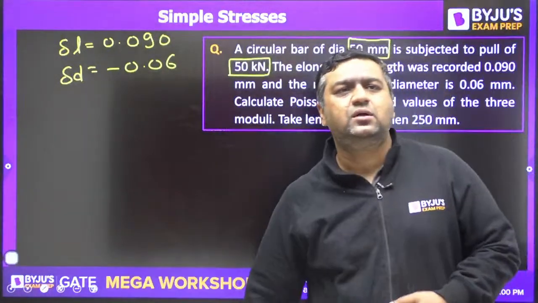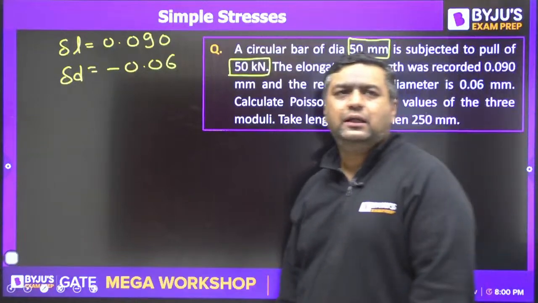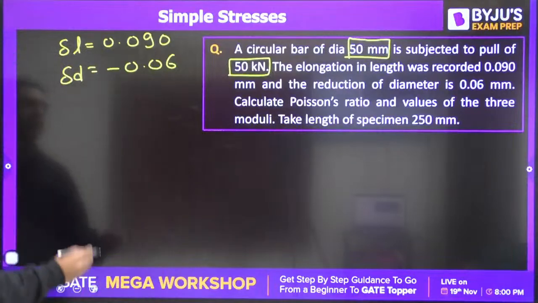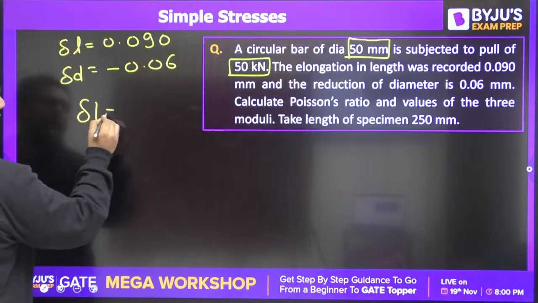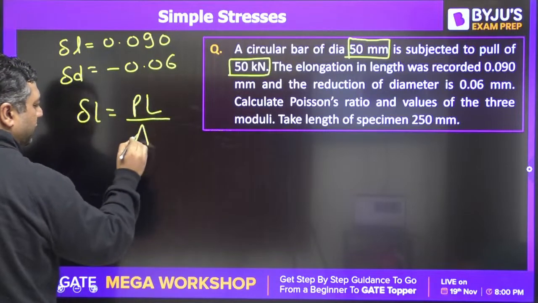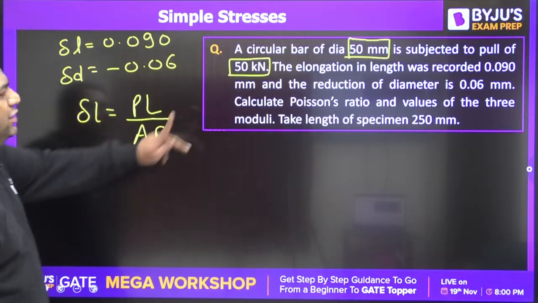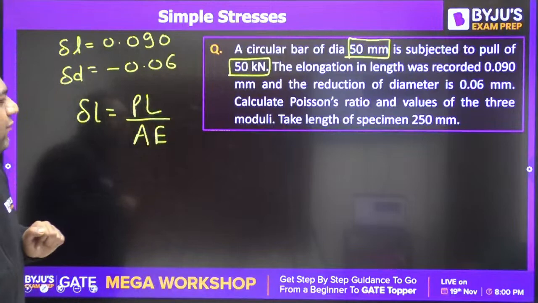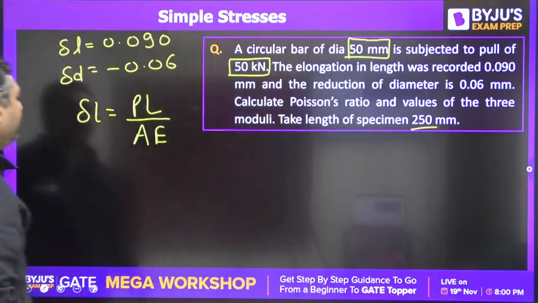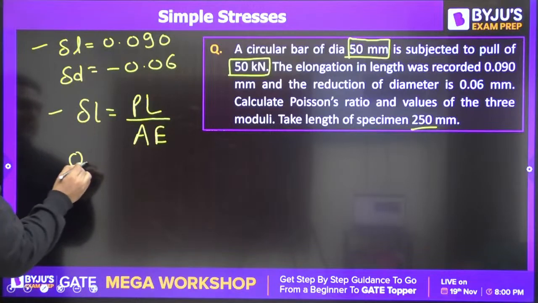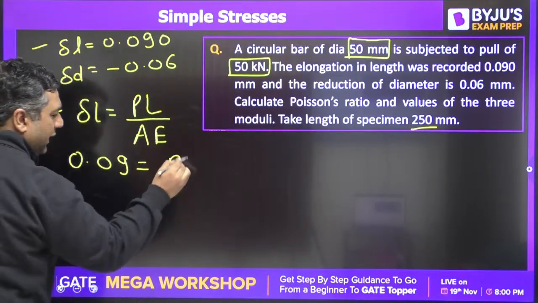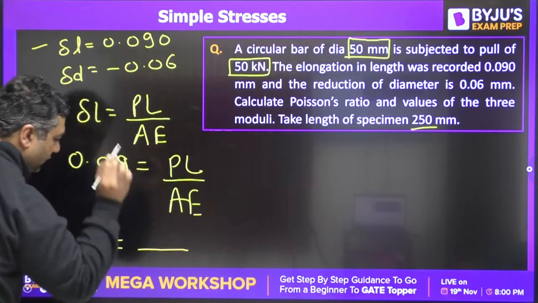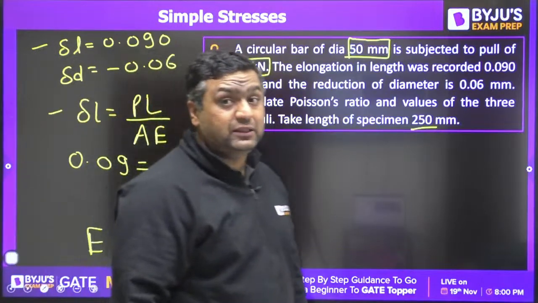Rishikesh, Shreyash, Naveen, Kiran, Vineet, Nora, Kalyan, Jabir, Arun, Jinil, everyone can solve this question. I will tell you how to solve it. You know delta L can also be written as PL upon AE. They have mentioned 50 kilonewton, the area is given, and they have also given you the length. So when you equate 0.09 to PL upon AE, this will give you the value of Young's modulus.